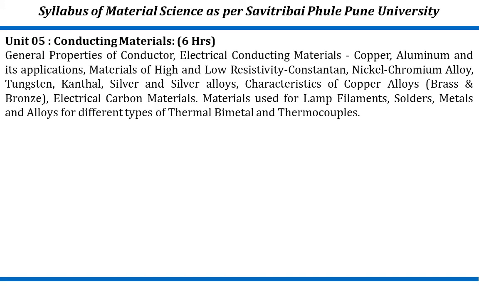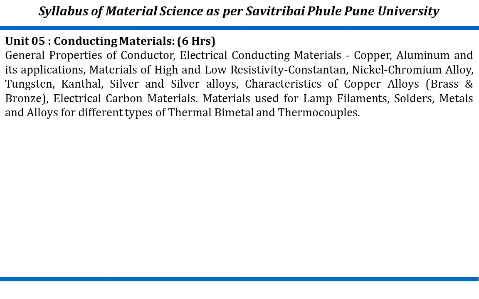In unit number 5, we are going to see what is conducting material. So what are the general properties of the conductor? Then what are the materials that can be used in the electrical industry for the purpose of conduction? That is copper, aluminium and its application. Materials with high and low resistivity, that is constantan, nickel chromium alloy, tungsten, kanthal, silver and silver alloys. Characteristics of the copper alloys, that is brass and bronze. Then electrical carbon materials. Materials that can be used for the lamp filament, solders, metals and alloys for different types of thermal bimetal and thermocouples.